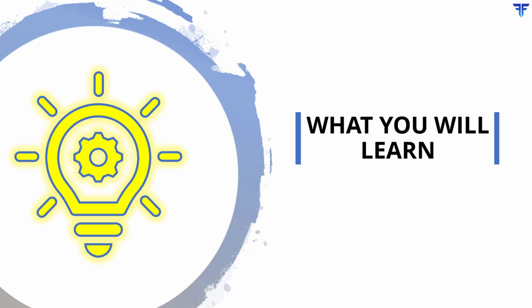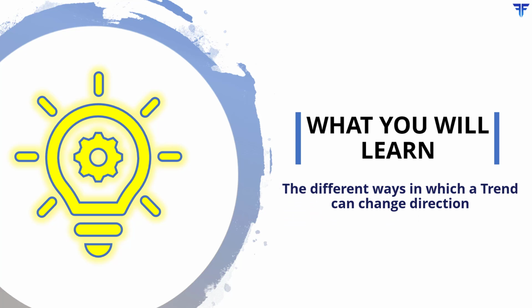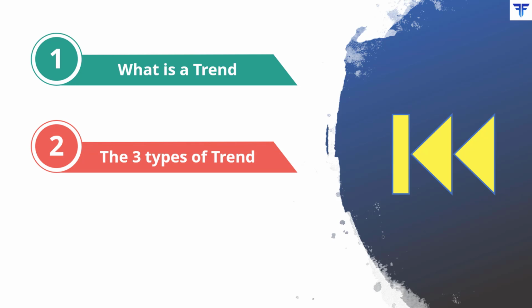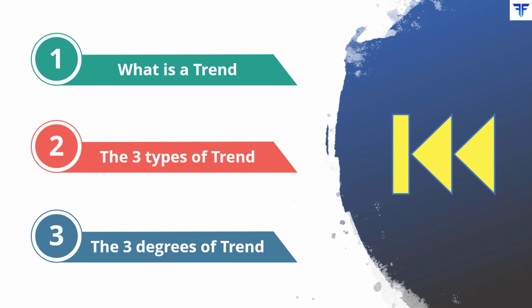The objective of this video is to talk about the various ways in which a trend can change its direction. In the previous video, we talked about what a trend is, the three different types of trend, and the three degrees of a trend. If you haven't watched that video, I highly recommend you do so before watching this video, as this is a continuation to the prior video. This video assumes that you have a good understanding about what a trend is and what are its different types.